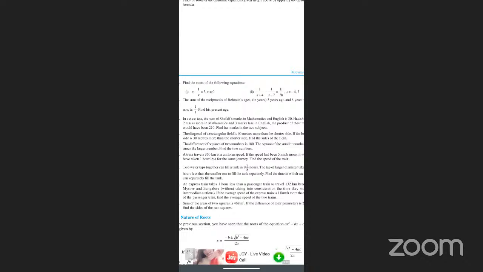For example, the speed of the train is 30 kilometer per hour. Now the speed has increased to 35 kilometer per hour. That means 5 kilometer more. It would have taken 1 hour less for the same journey. Find the speed of the train. Understood? They say a train travels 360 kilometer at a uniform speed, so here they have given the distance and other than that they don't give anything. So what to do? Find the speed of the train.